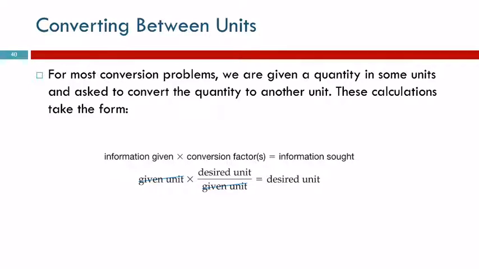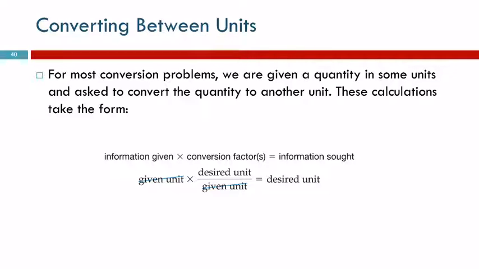So for most conversion problems, we've got a number, a quantity with one unit, and we need to convert it to another unit. This is like taking a piece of paper that is 1 foot long and figuring out how many inches it is. It's the same piece of paper. We're just describing it with a different unit. So the unit and the number are different, but it represents the same quantity.